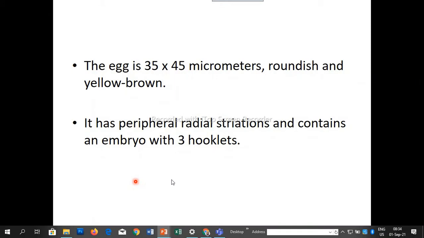Eggs are around 35 micrometers. It has peripheral radial striations and contains an embryo with three booklets.